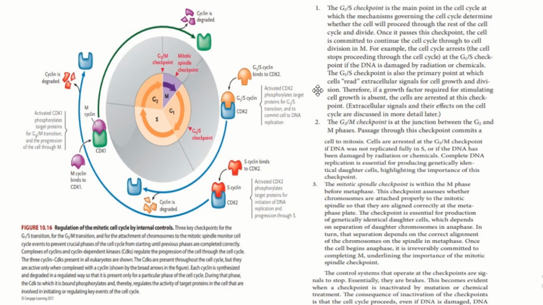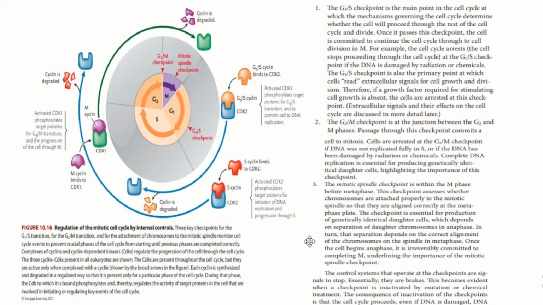Regulation of the mitotic cell cycle by internal control. In the diagram you can see different phases of the cell cycle, which are G1, S phase, G2 phase and M phase, but these are regulated. Three key checkpoints, for G1 to S transition, for G2 to M transition, and for the attachment of chromosomes to the mitotic spindle, monitor the cell cycle events to prevent crucial phases of the cell cycle from starting until previous phases are completed correctly.